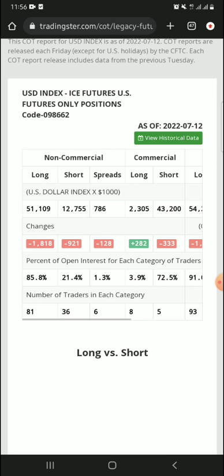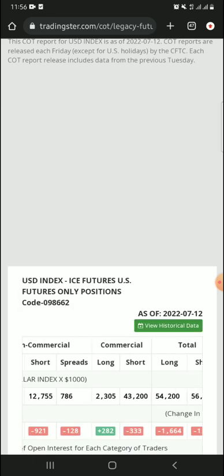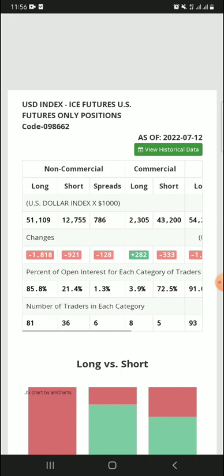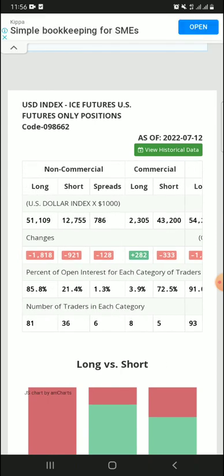But this is just to show you that these are the metrics that are always reported every single week, showing us what the big players are doing in the market. Right now we are on the US dollar index. That means that they are showing us the amount of people that bought dollar from last week to this week, and the amount of people that sold it.